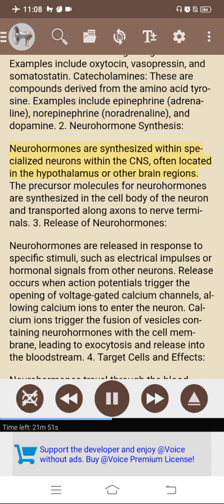2. Neurohormone synthesis. Neurohormones are synthesized within specialized neurons within the CNS, often located in the hypothalamus or other brain regions. The precursor molecules for neurohormones are synthesized in the cell body of the neuron and transported along axons to nerve terminals. 3. Release of neurohormones.